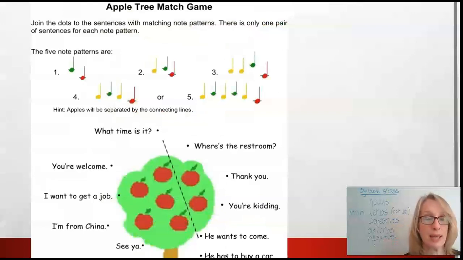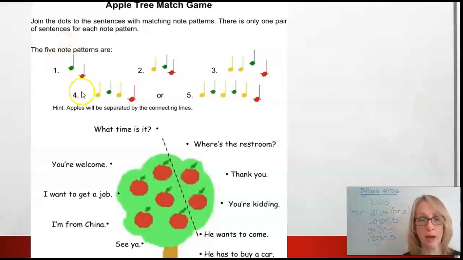Now we're going to be looking at a little matching game. We've got some patterns up here at the top, either a two-syllable pattern or a three-syllable pattern, and the green is our stressed syllable. The yellow is our unstressed syllables and unstressed words. And of course, the red means I'm finished talking, your turn. It's the end of a sentence.